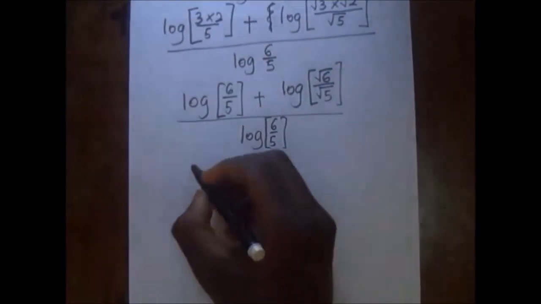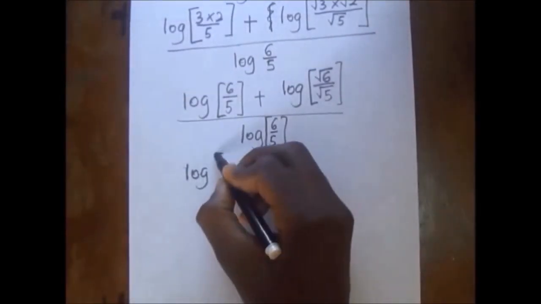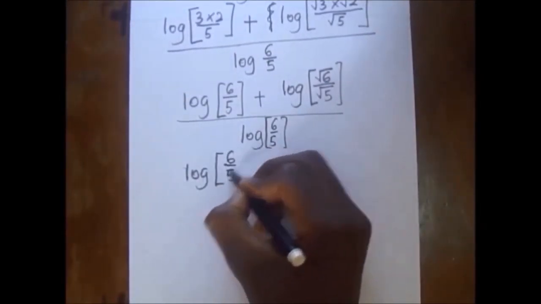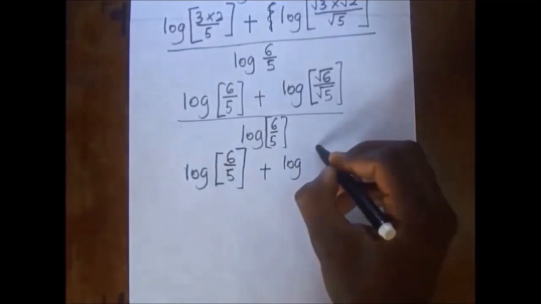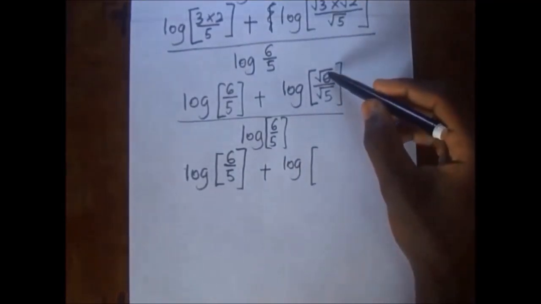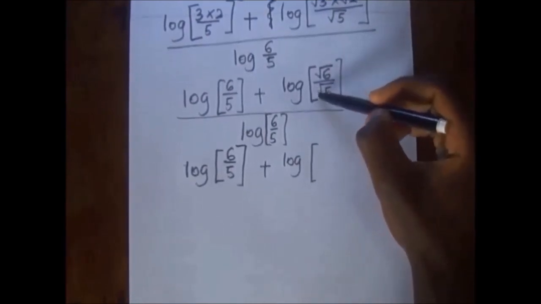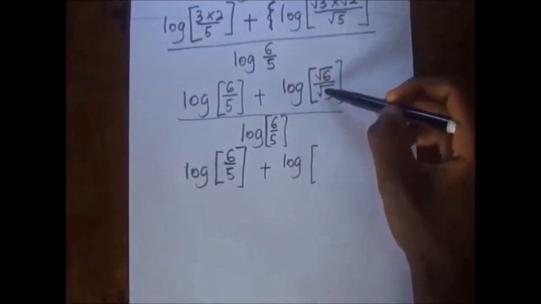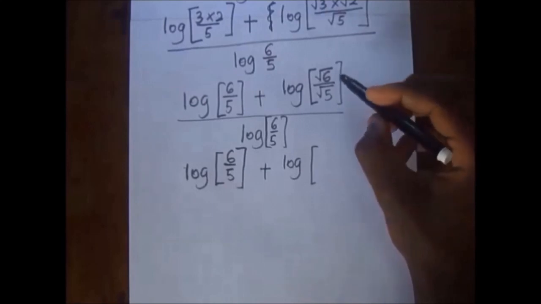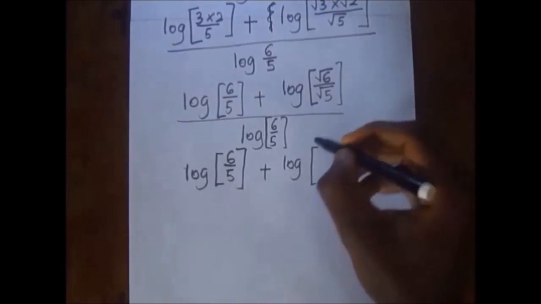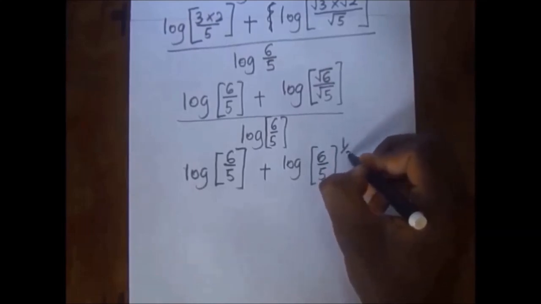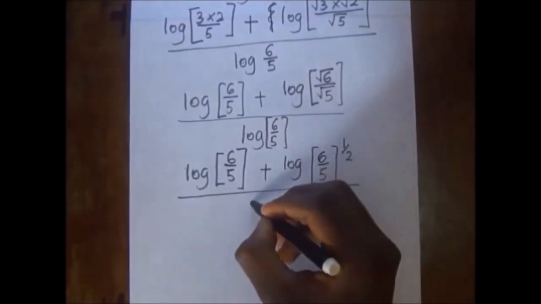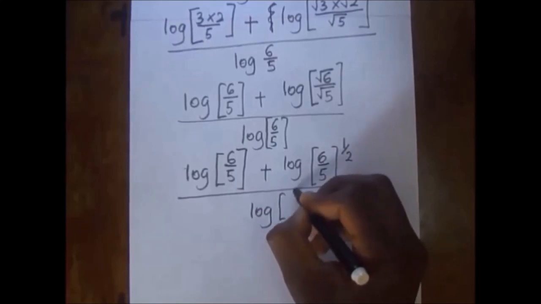So we continue, it's going to become the logarithm of 6 over 5 plus the logarithm of root 6 over root 5, which is the same as the square root of 6 over 5, and the square root of 6 over 5 is the same as 6 over 5 to the power half. So it is the same as saying 6 over 5 to the power a half, divide all that by log of 6 over 5.